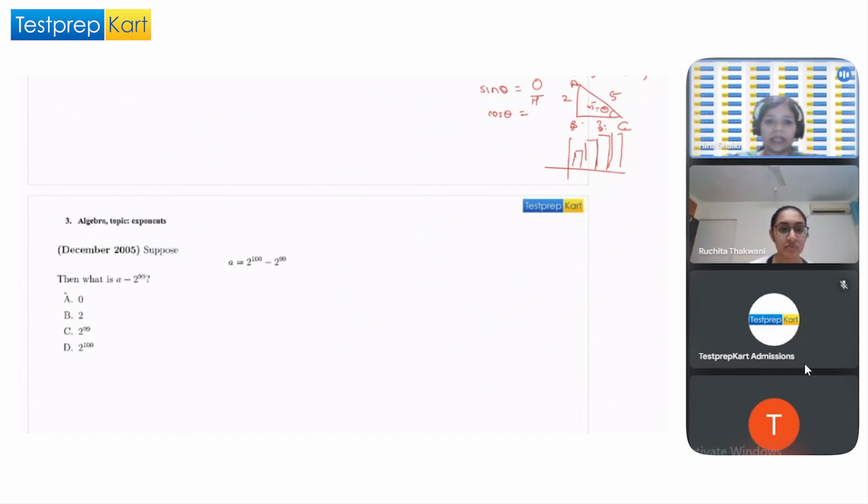Okay, now you solve, suppose a is equal to 2 raised to 100 minus 2 raised to 99. What is a minus 2 raised to 99? But isn't that just A, isn't A 2? So wouldn't it be just 2 minus 2 raised to the power 99? Okay, so according to you, you are giving me the answer that A is 2 raised to 99. This you are telling me? No. 1 second.